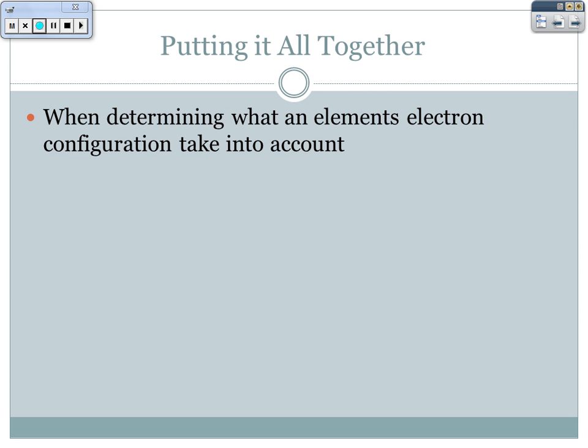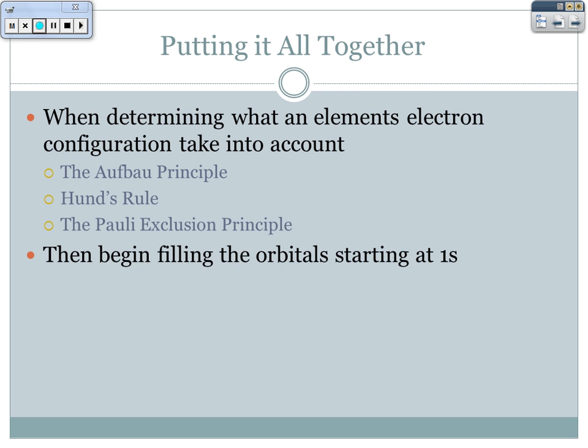So what that means is that when determining what an element's electron configuration looks like, you have to take into account the Aufbau Principle, Hund's rule, and the Pauli Exclusion Principle, and begin filling orbitals starting at the 1s. As we fill, we can only fill 1 orbital at a time. You can't spin pair before you've filled up all the orbitals, and we build upon this starting at the 1s orbital.